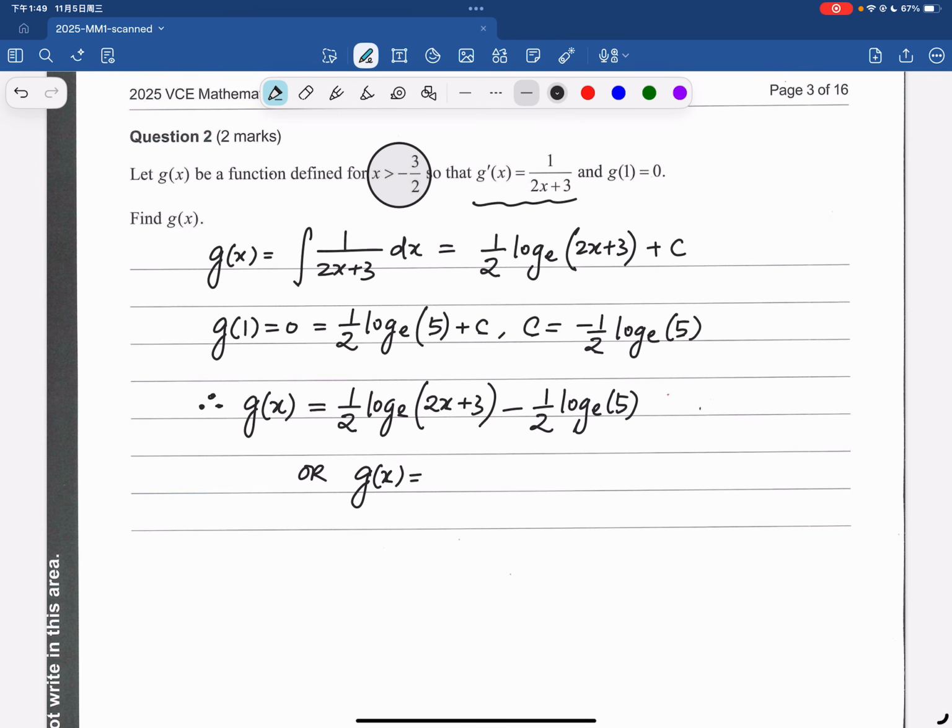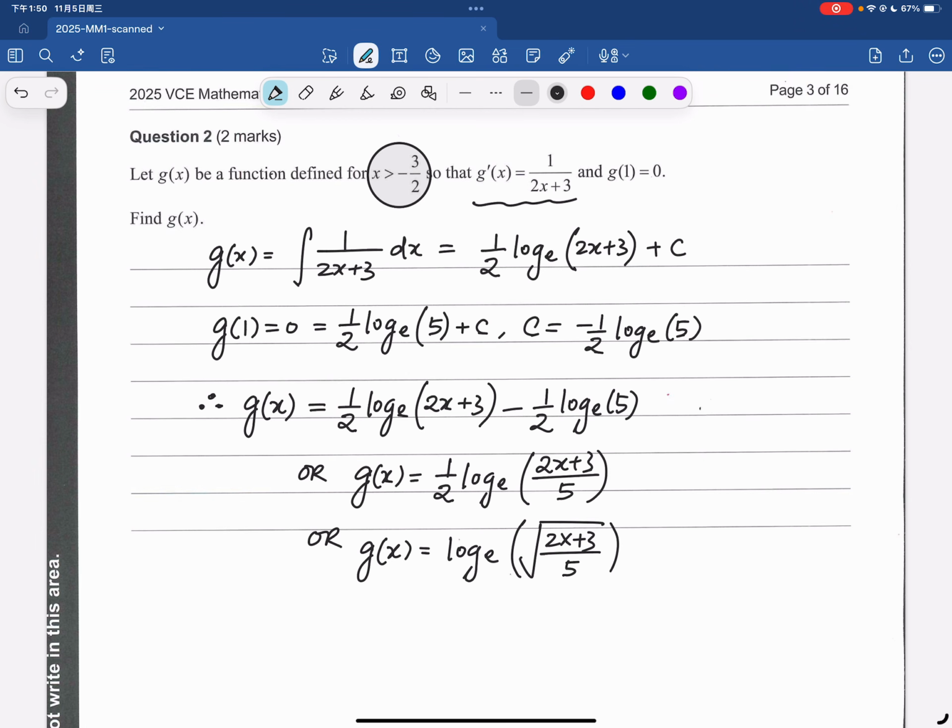g of x equals a half log e of 2x plus 3 divided by 5. Or you can move the half into the argument and get log e of square root of 2x plus 3 divided by 5, close bracket. So that is question 2.